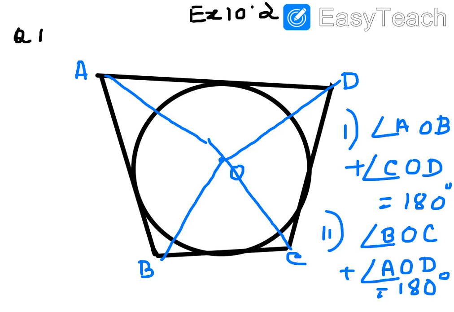Now we have to go for the construction. Join OP, OQ, OR and OS, where P, Q, R and S are the points of contact of the tangents AB, BC, CD and DA to the circle. Now these are the 4 points of contact P, Q, R and S.